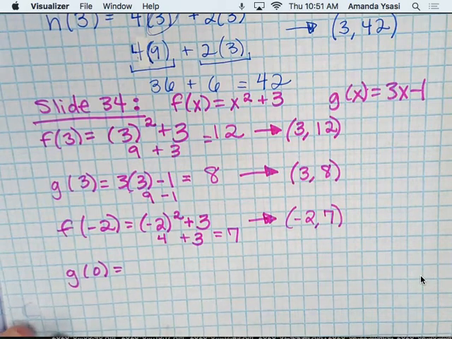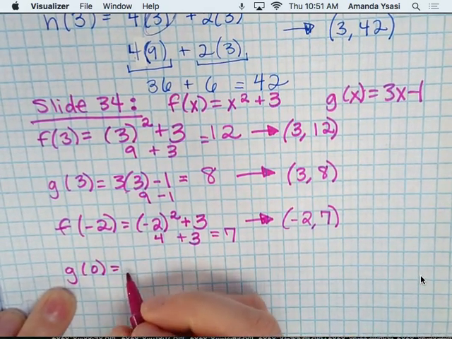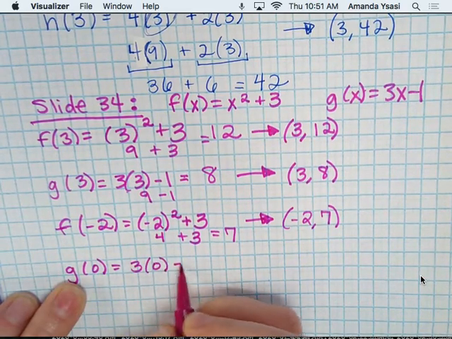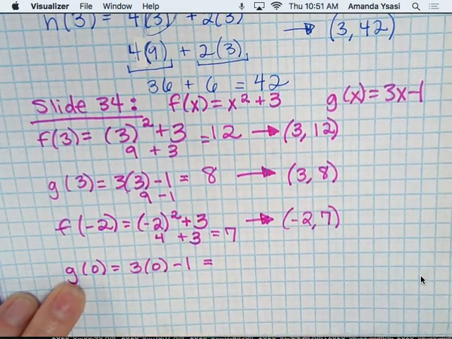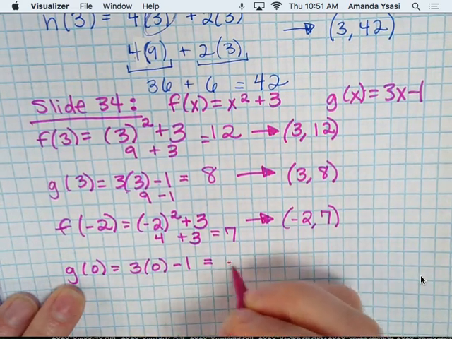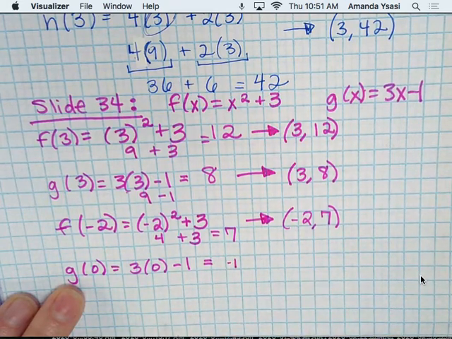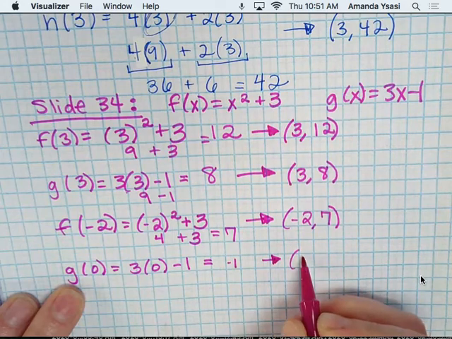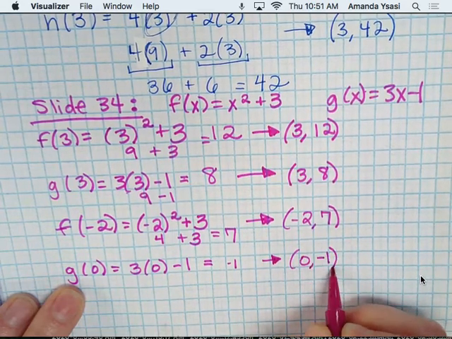Okay, g of 0. 3 times 0 minus 1. 3 times 0 is 0. 0 minus 1 is just -1. So it'd be 0, -1.